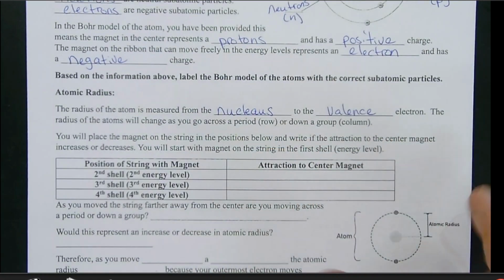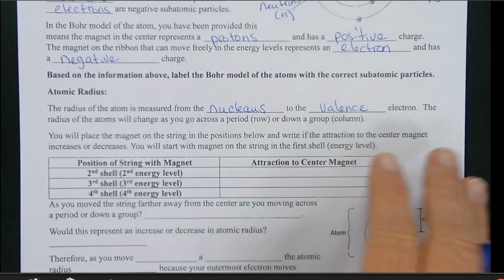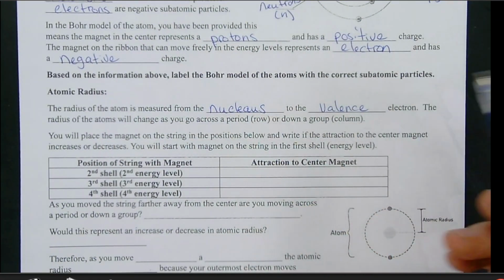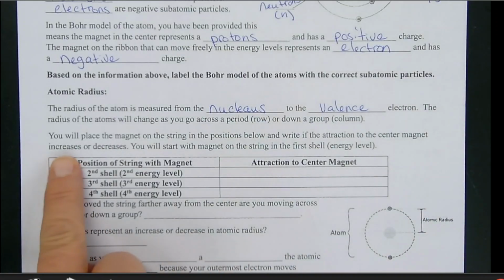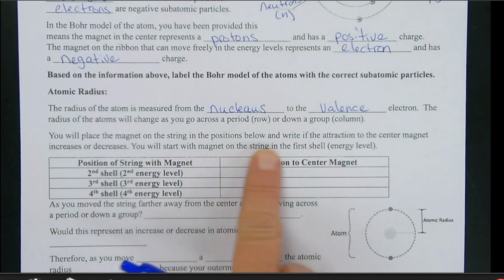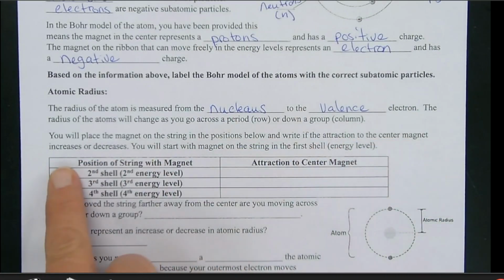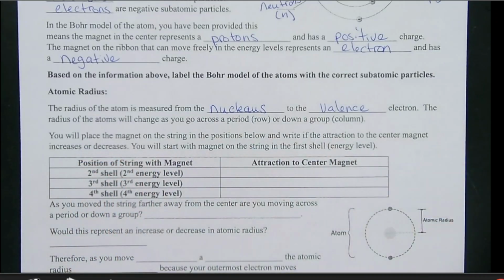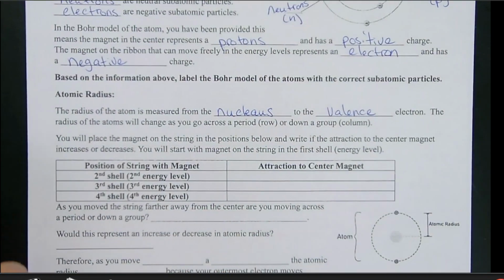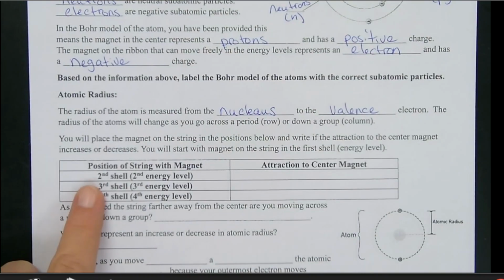The radius of the atoms will change as you go across a period, or a row, or down a group, which is a column. You will place a magnet on the string in the positions below and write if the attraction to the center magnet increases or decreases. You will start with the magnet on the string in the first shell or energy level. So we're going to do it in the second, then in the third and the fourth. We're going to take our one with our nucleus here.